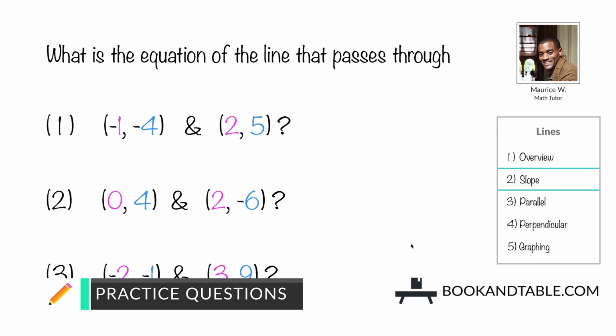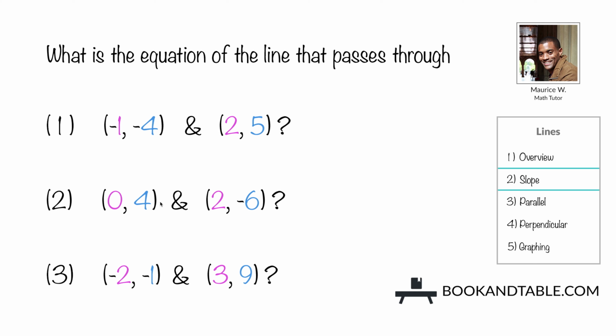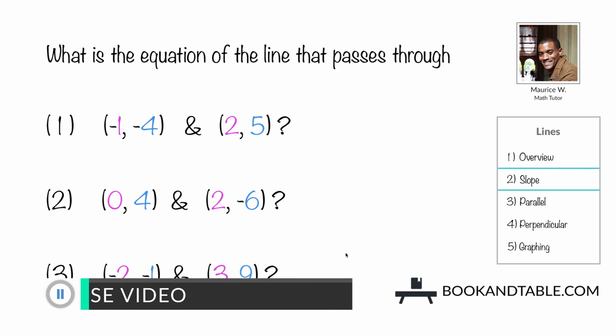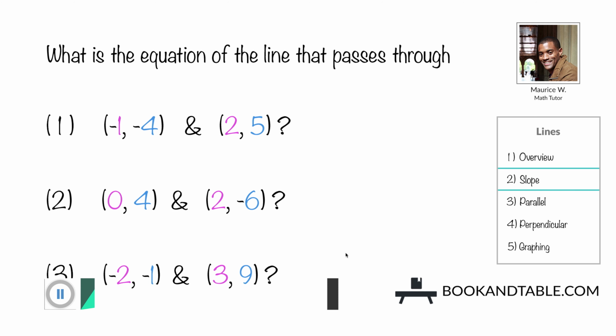Let's have you do a few practice questions. Question number 1. What is the equation of the line that passes through negative 1, negative 4, and 2, 5? Question number 2. What is the equation of the line that passes through 0, 4, and 2, negative 6? And question number 3. What is the equation of the line that passes through negative 2, negative 1, and 3, 9? Pause the video, answer these questions, and then press play when you are ready to begin.